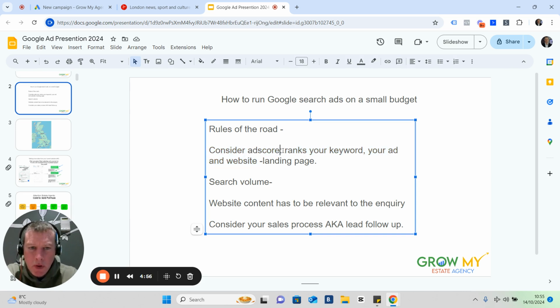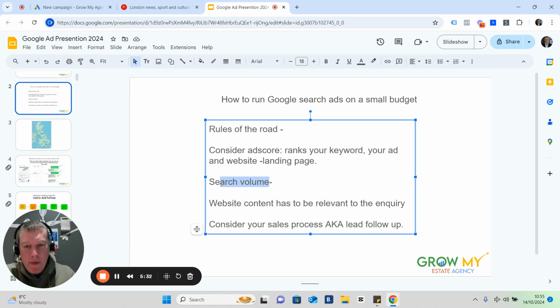It ranks your keywords, so the words that you're showing up for and bidding against, whether that's flats, apartments, location, type of product that you're selling, and so on and so forth. Then the ad, so the words that you're using in the ad to attract the right person but deter the wrong person. And then the website, often called the landing page, so that's where people go to land. Just a bit of terminology there from a geek point of view.